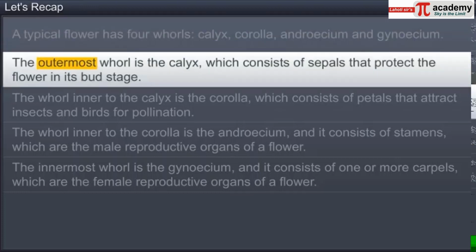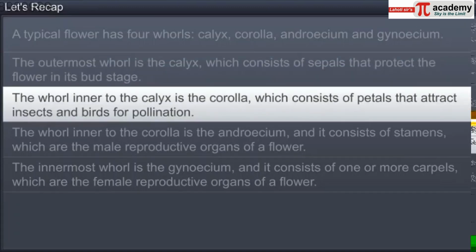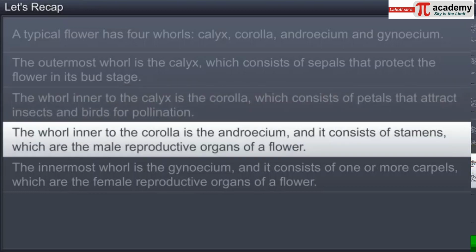The outermost wall is the calyx, which consists of sepals that protect the flower in its bud stage. The whorl inner to the calyx is the corolla, which consists of petals that attract insects and birds for pollination. The whorl inner to the corolla is the androecium, and it consists of stamens, which are the male reproductive organs of a flower.